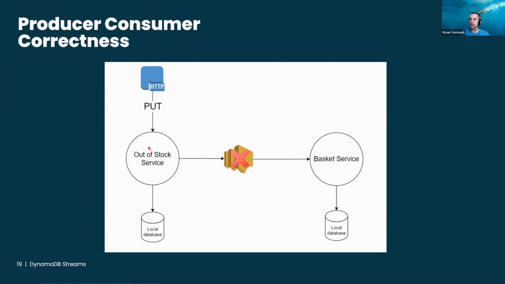But then we try and publish a message to SNS. But for whatever reason, the SNS service from Amazon is down and we fail to publish the message. We would return an exception to the client, but we have really no way of guaranteeing or enforcing that the client then goes on to retry. We would hope that they would, but you never know, they might not. So at this point, the basket service might think that cheeseburgers are in stock and our out of stock service thinks they're out of stock.